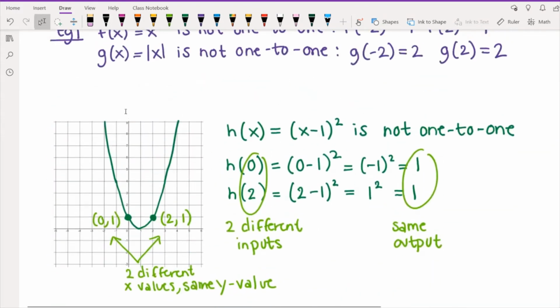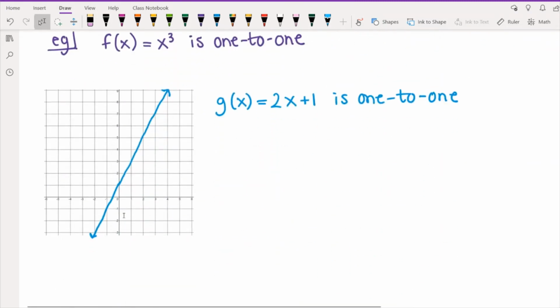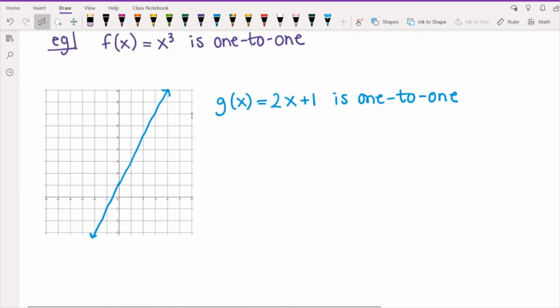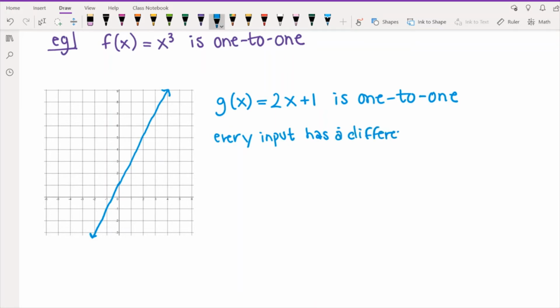So up here, what we saw with the function x minus 1 squared is that we had different x values that corresponded to the same y value. And we're just not seeing that happen here, right? Every time you go to a different x value, the function is moving on to a different y value. It's not bending back in order to repeat certain y values. So this function is one-to-one. So every input has a different output.